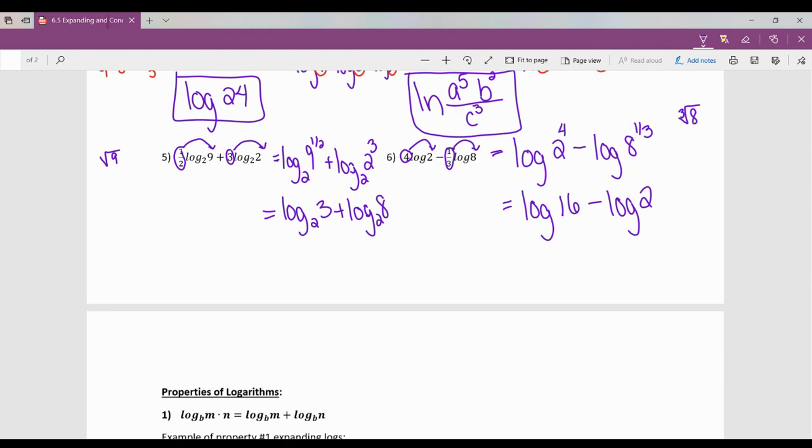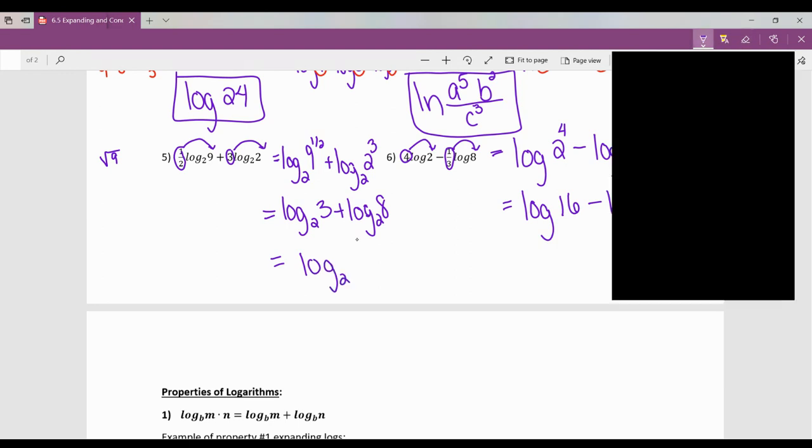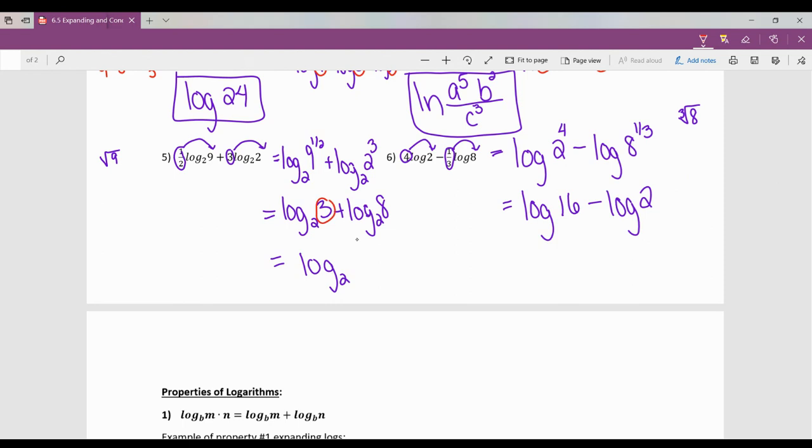Okay, next one. We've got log base 2. And then we're going to take those 2 things, and because they're adding, we're going to multiply those 2 numbers. 3 times 8, 24. All right, log base 2 of 24, final answer. For the next one, log. All right, now we are subtracting, so we're going to take these 2 numbers. When we subtract, we divide. 16 divided by 2. All right, and that becomes 8. Log of 8. Final answer.